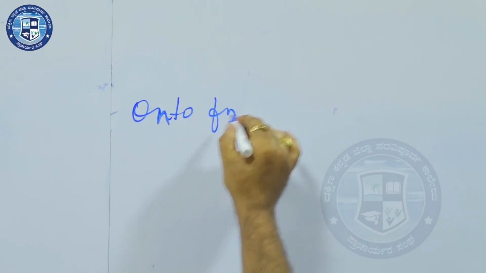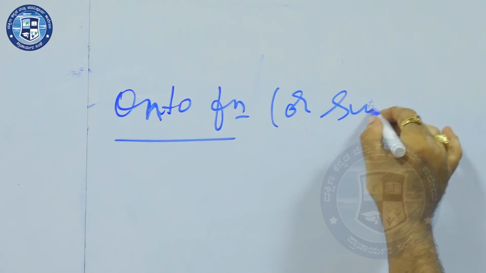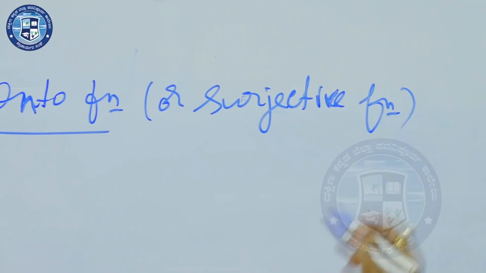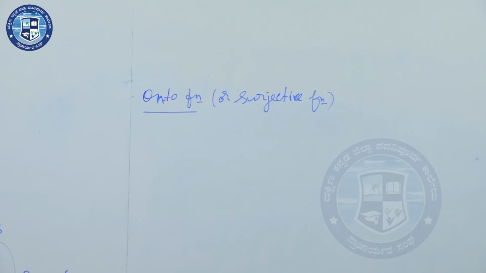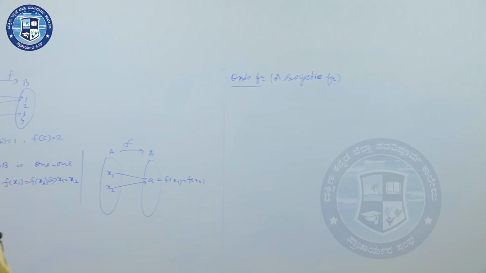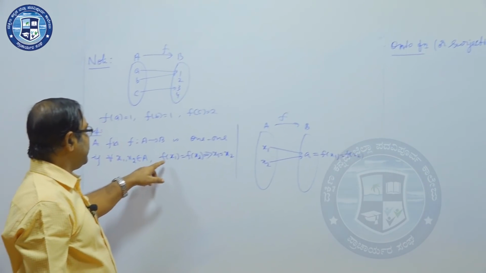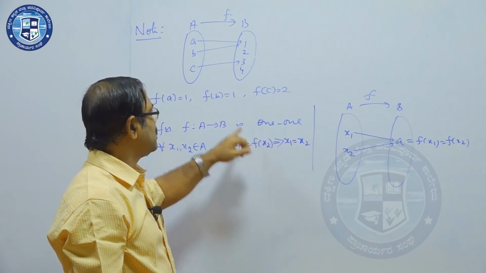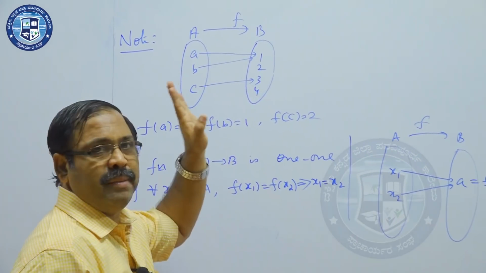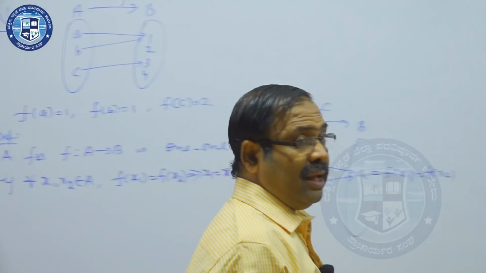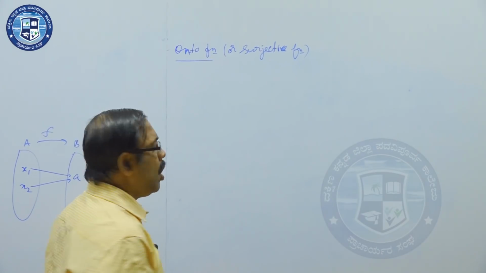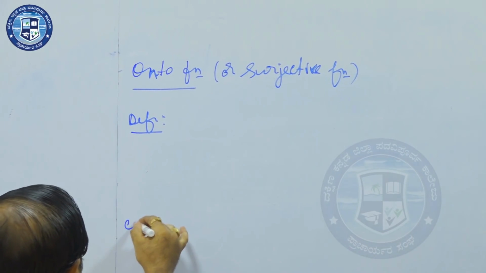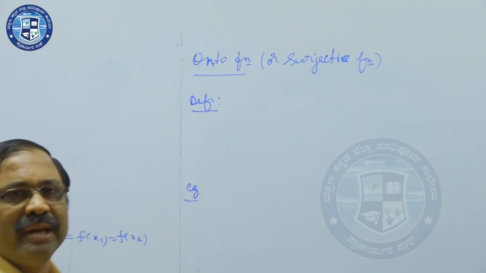Onto function or surjective function. So what is this onto? Here 1 to 1 means f of x1 equal to f of x2 implies x1 is equal to x2. So it shows that distinct elements have distinct images. Then the function is 1 to 1. Whereas when we go to this onto, now I'll just write some example, then I'll come to this statement.